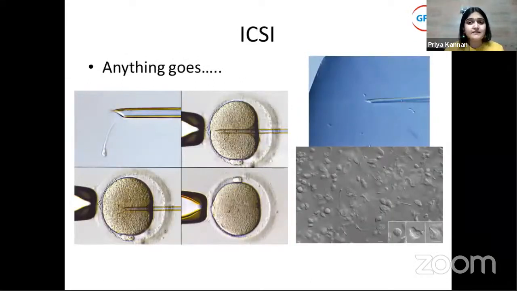Well, coming to ICSI, in ICSI, anything goes. If there is a sperm, we'd be happy to use it. And that's how it goes. Even if it is as few as 1 here and 1 there, or there are 100 million sperms.